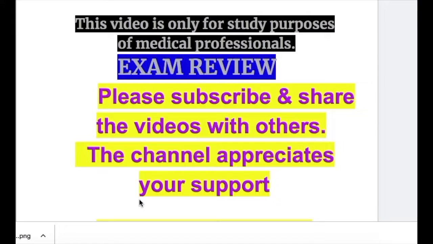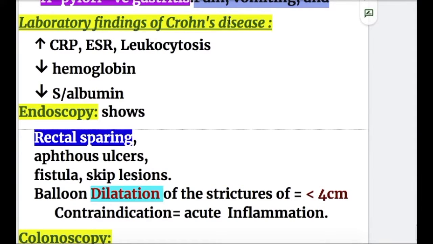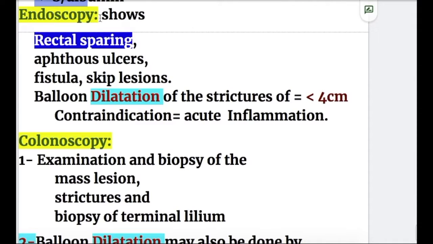In this video, we'll discuss laboratory findings in Crohn's disease. What are the features of endoscopy? Endoscopy in Crohn's disease shows, number one, rectal sparing, because the rectum is often spared in Crohn's disease as opposed to ulcerative colitis. Number two, endoscopy shows aphthous ulcers, fistulas, skip lesions.